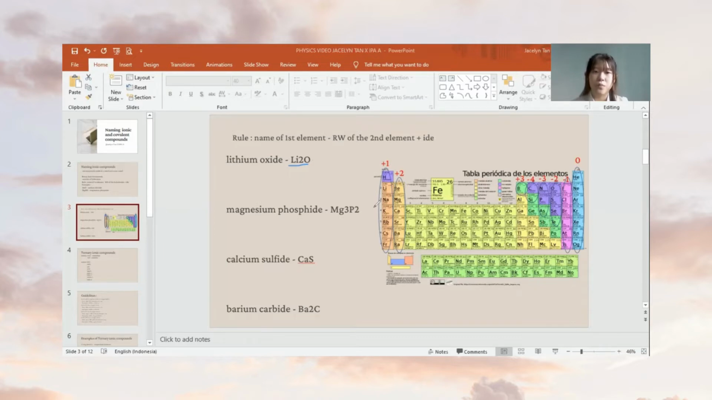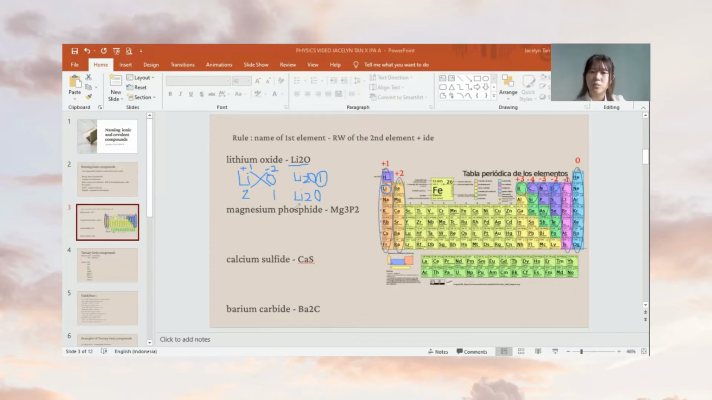So first, lithium. Lithium is Li. Li is positive 1. And oxide is oxygen here, so negative 2. So we cross multiply. We got 2 and 1. So we got Li2O1. But we don't need to write the 1 because it doesn't matter. So we just write Li2O. Yes, that's how we got it.